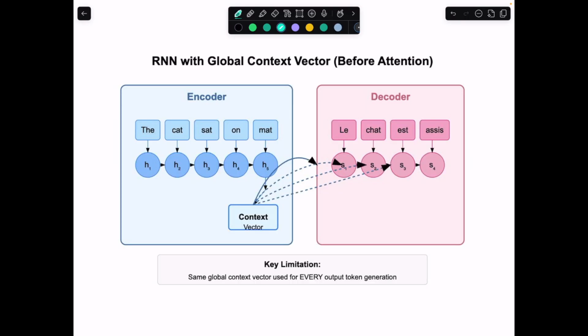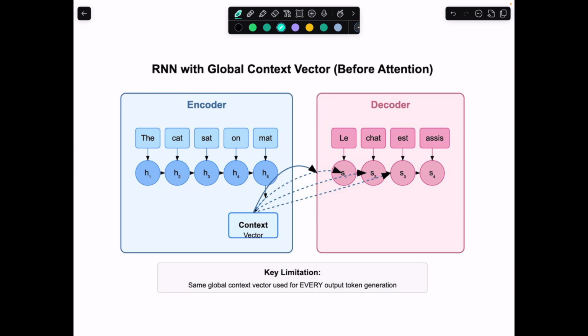Before transformers, attention mechanisms were usually used alongside recurrent neural networks. Let me explain how it works. So here is an example of using a recurrent neural network to do machine translation. It's translating English to French. In this context, here's how a standard RNN works.